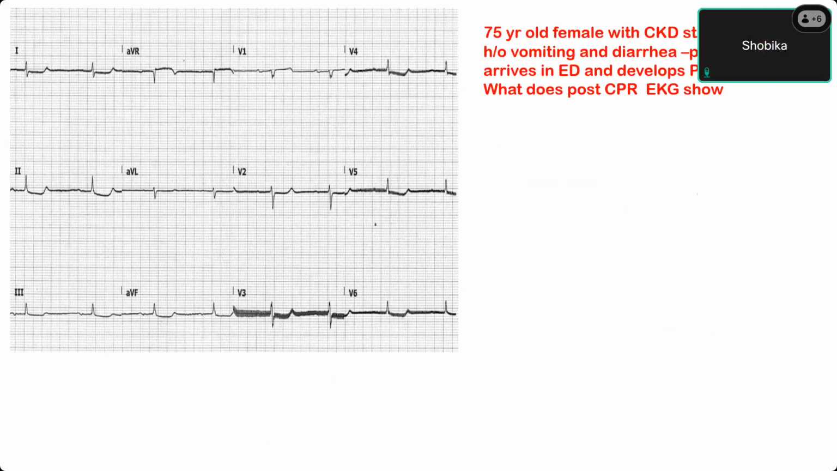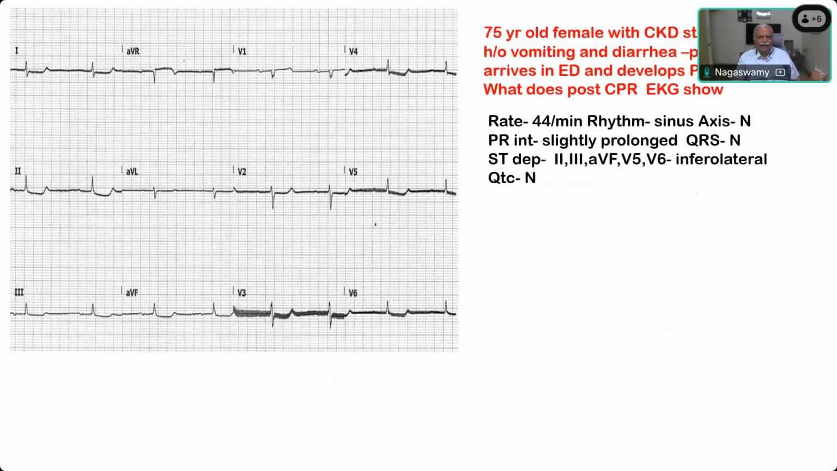Bradycardia. Anything else? ST depression in 2, 3, aVF. AV dissociation, third-degree heart block. Rate is 44, rhythm is sinus, PR interval prolonged, ST depression in 2, 3, aVF, V5, V6, indicative of lateral wall ischemia. QRS normal. What are the potential causes of this rhythm?